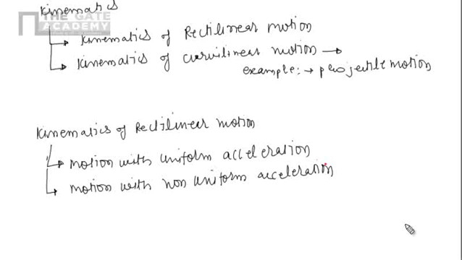So how we will use the equation in case of motion with uniform acceleration and motion with non-uniform acceleration. So these two categories, these two motions are different. So one by one we will take these motions and we will see which kind of equations are applicable for motion with uniform acceleration and which kind of equations are applicable for motion with non-uniform acceleration. So let's start with motion with uniform acceleration.